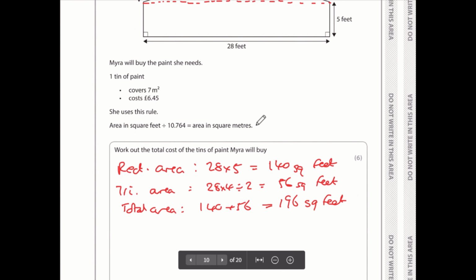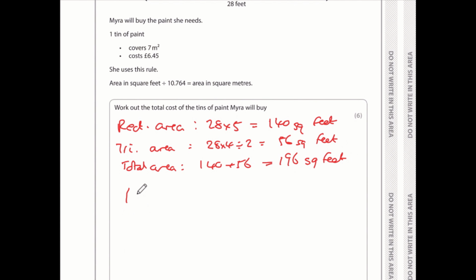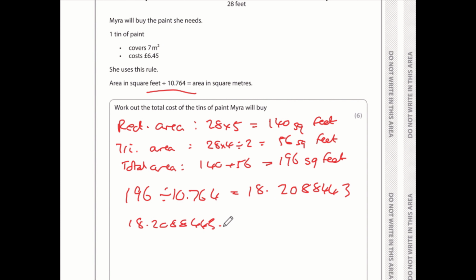Okay, so what we need to do is turn it into square meters. So 196, just use this formula here, divided by 10.764, and that comes to 18.208843. Now, one tin covers 7 square meters, so how many 7s go into this number here? So 18.208844 divided by 7, that equals 2.6 something something, but obviously you can't buy 0.6 of a can, so we're going to have to round up, so we're going to have a bit of extra paint here, so we're going to be buying 3 tins.